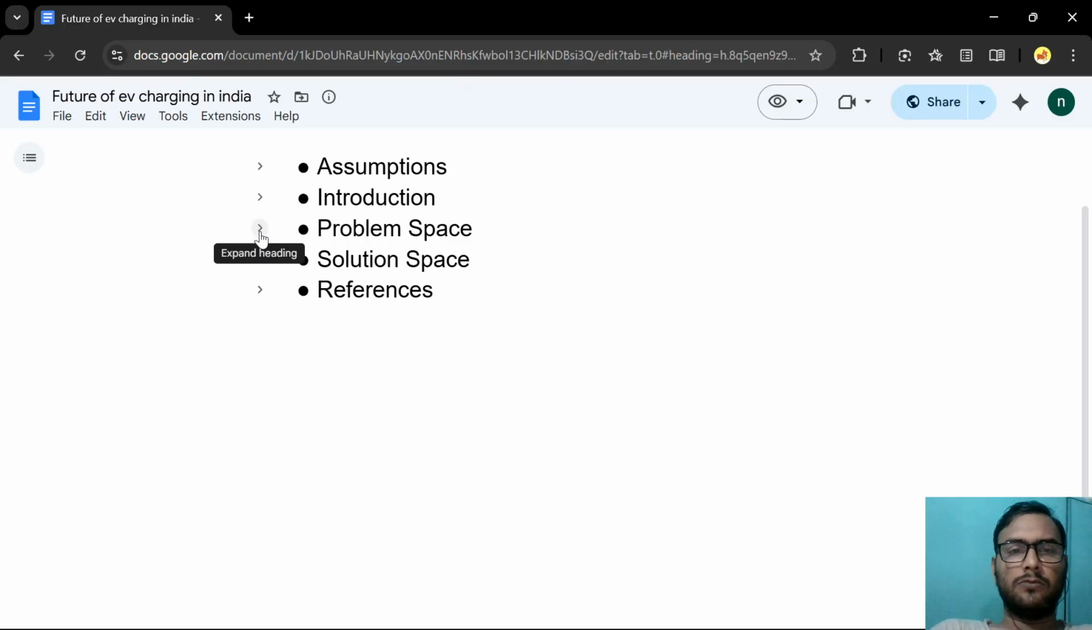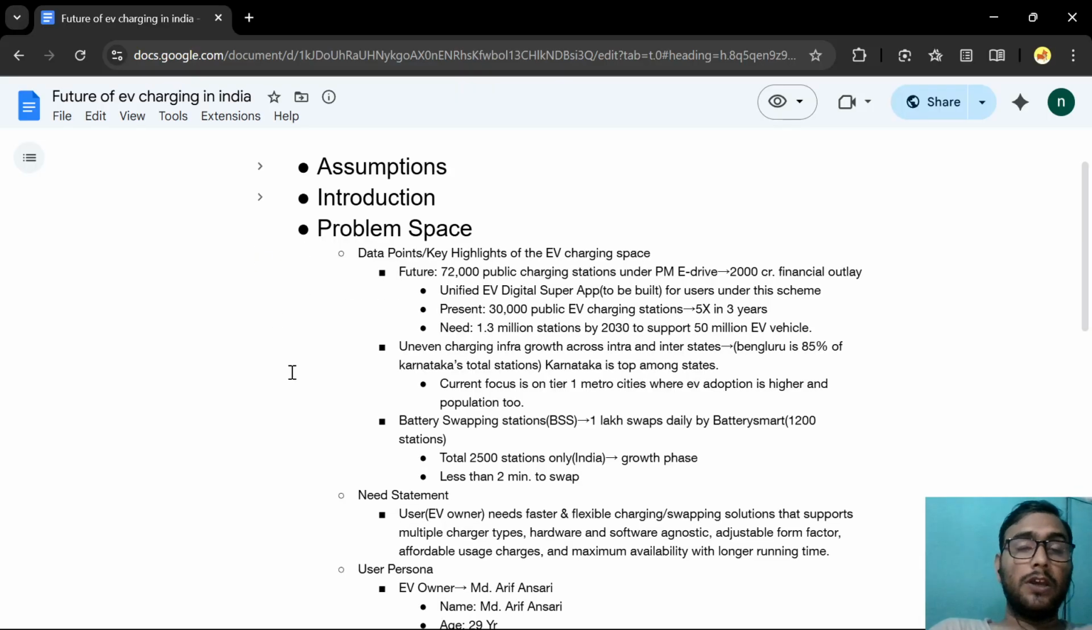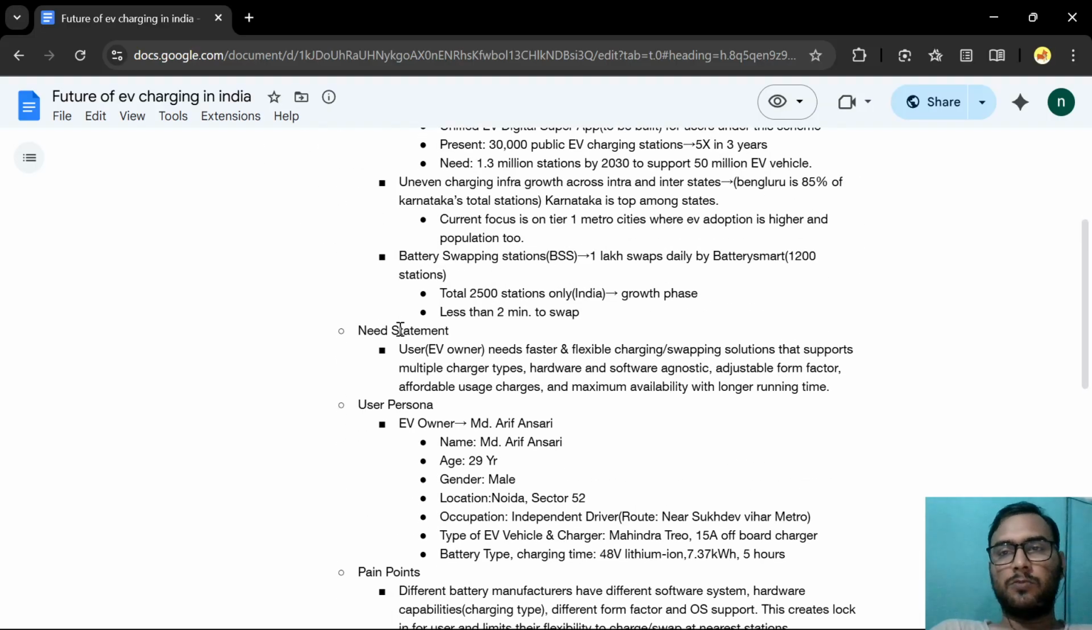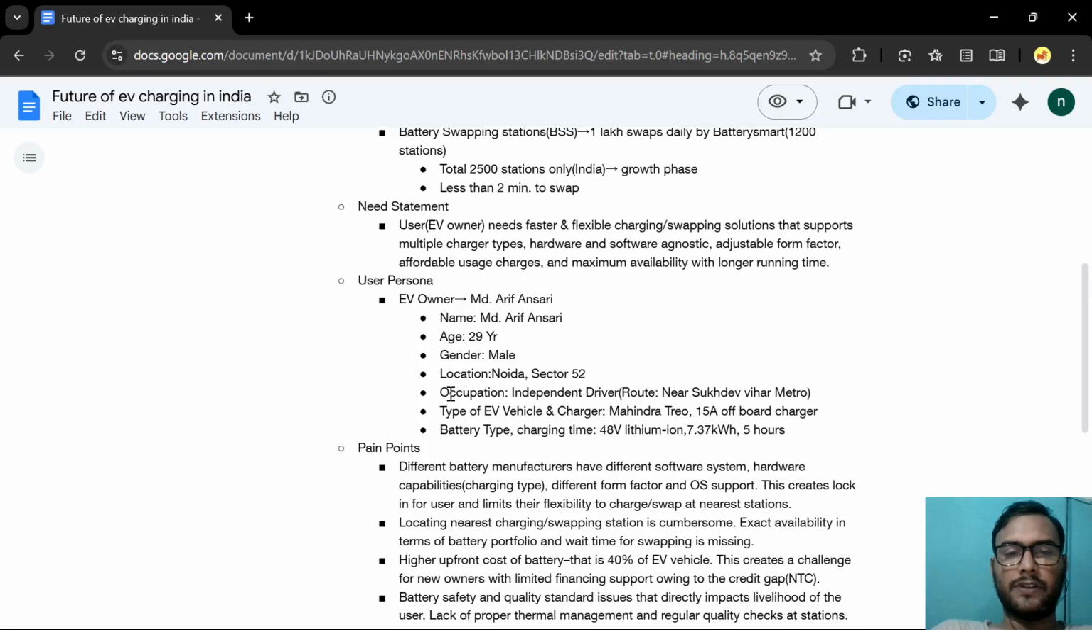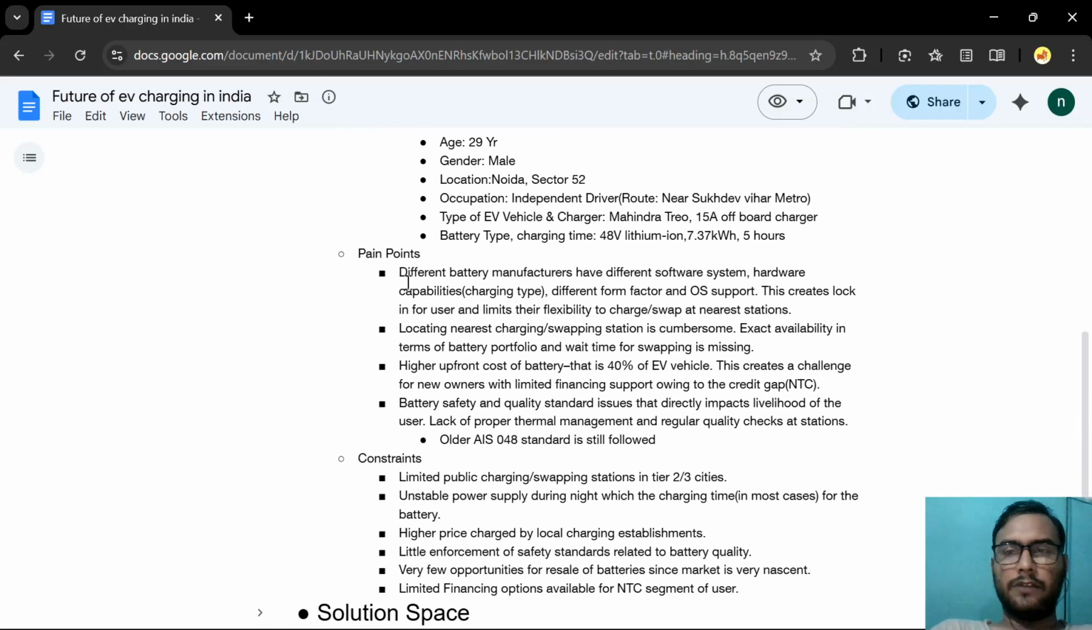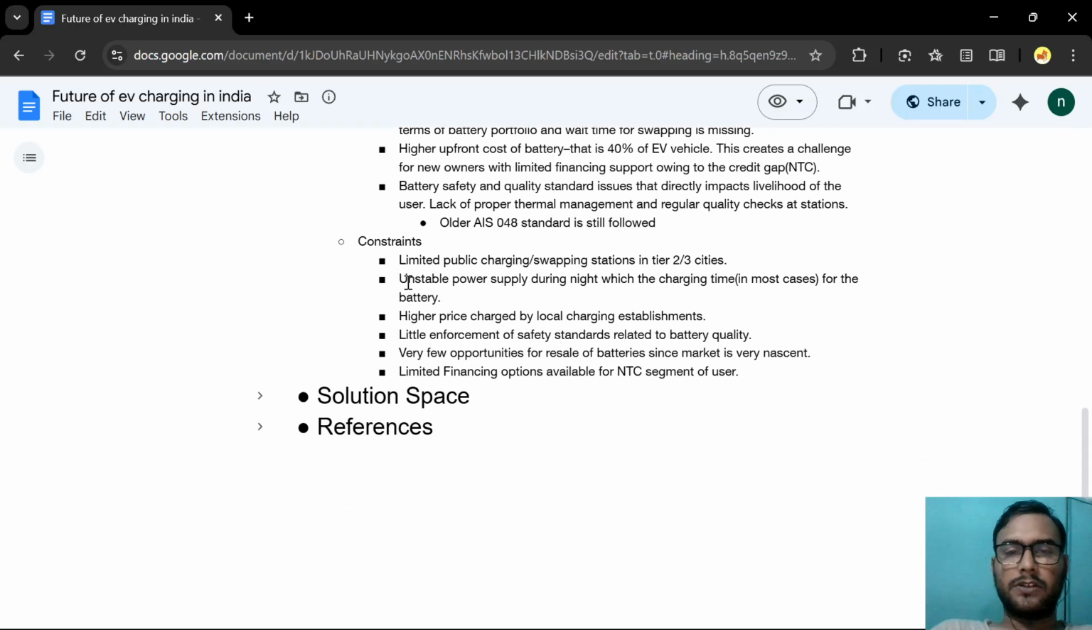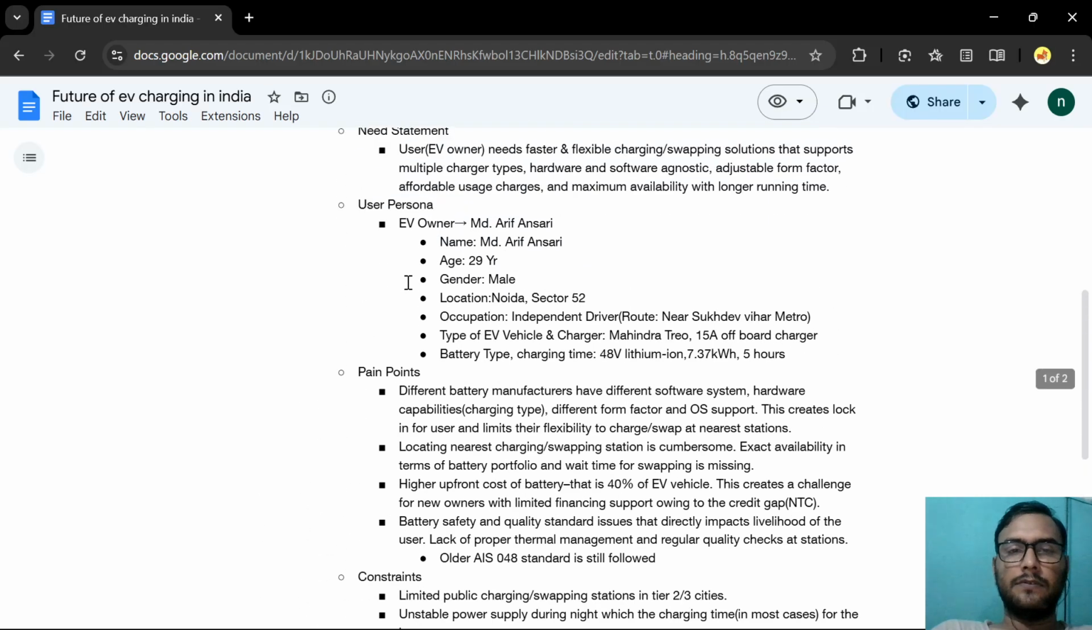Now moving on to the problem space. In the problem space, first I have tried to highlight some of the key points of the EV charging space. Then what is the need statement? What does our user actually need? Why are we thinking about this? Now this is a persona definition. Then the identification of pain points and what are the constraints that we have.